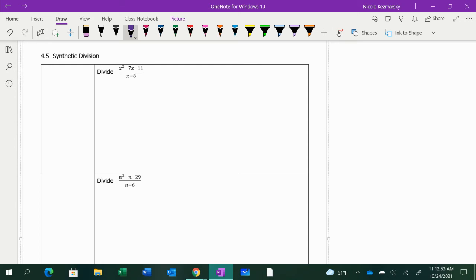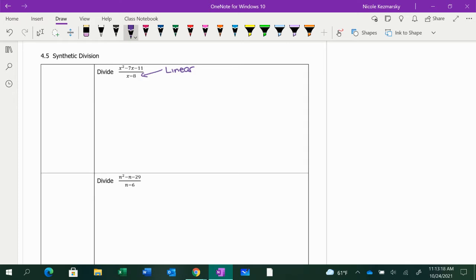This is 4.5 synthetic division. Synthetic division is another way to divide polynomials, but it only works if the denominator is linear, meaning it can't have x squared or x cubed or x to the fourth or anything bigger than that. It can only have x or something like x plus something. So it can only be linear.